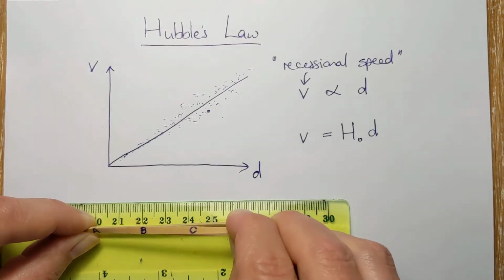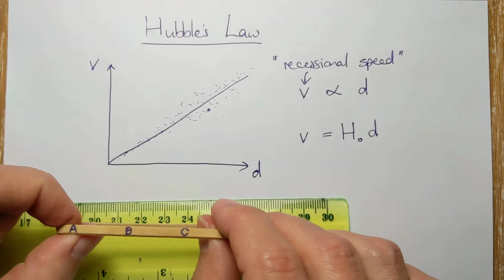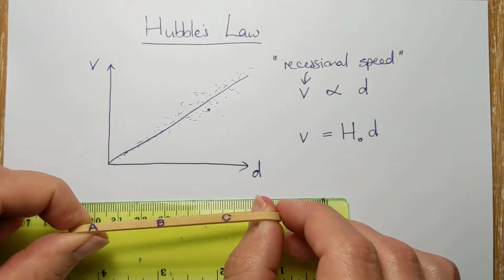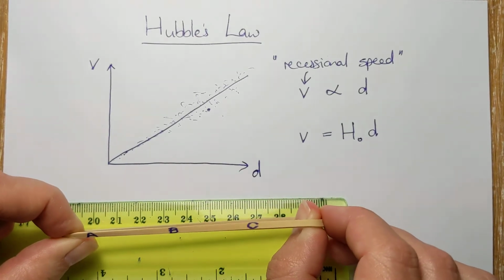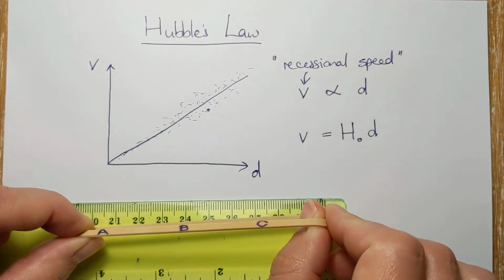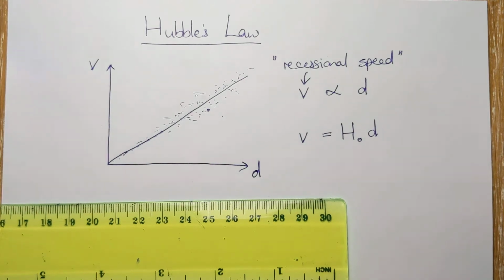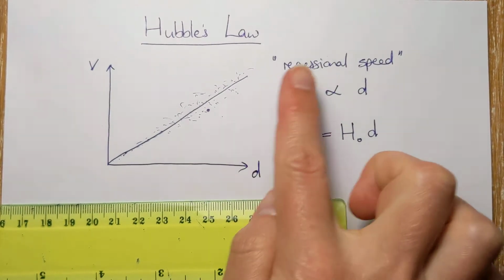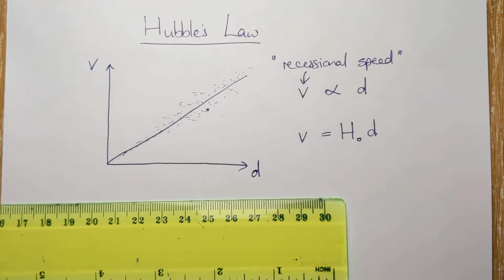So the pattern that we observe here can be explained really easily if space itself is stretching. If space itself is actually expanding, that explains this pattern. And so that's why Hubble's law and the redshift of the distant galaxies is evidence for the expansion of the universe.